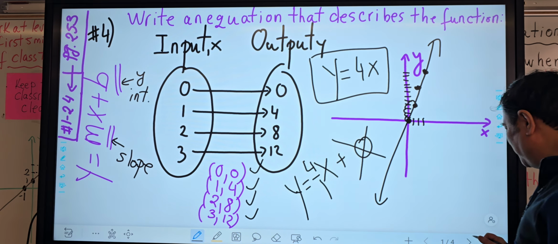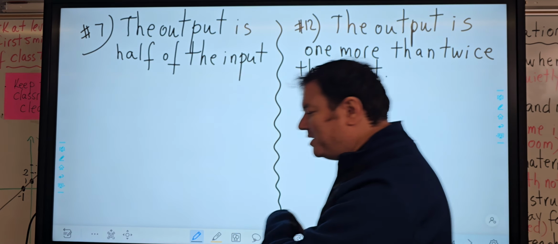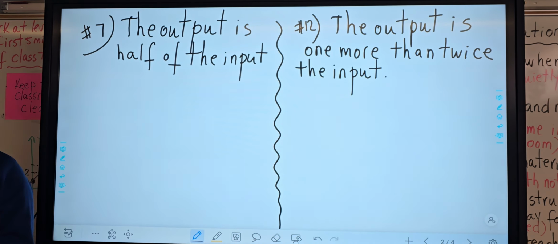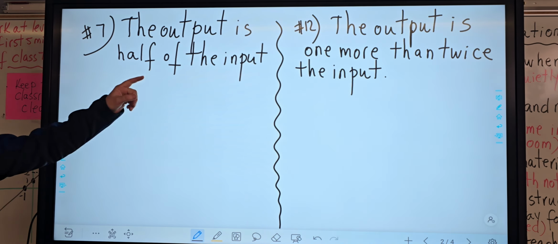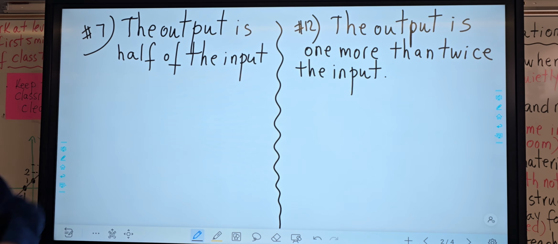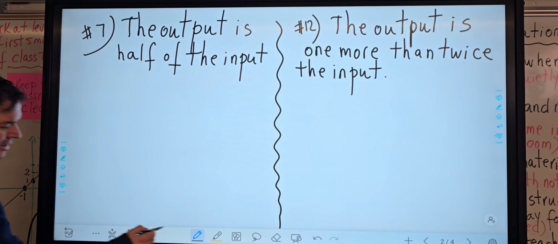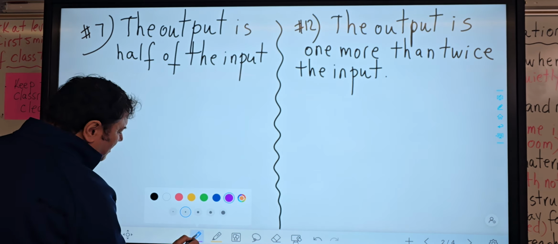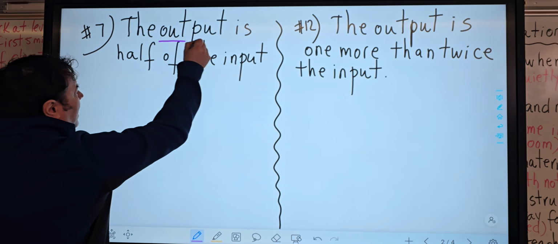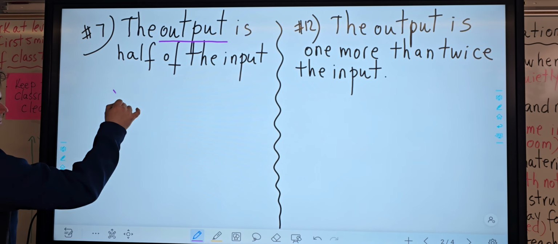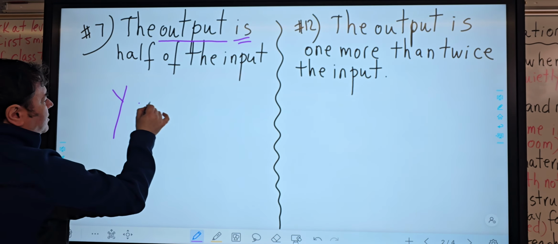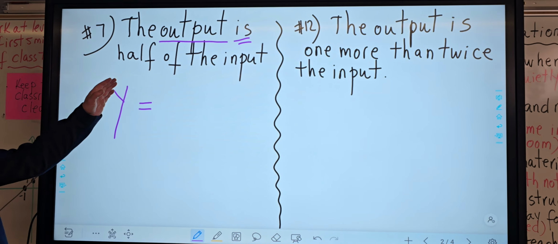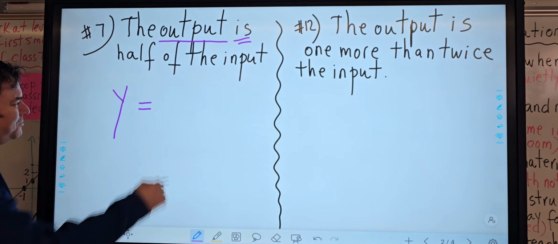Okay, let's continue to these examples here. We did some in class today, and then let's continue with these ones here. So we have the output is half of the input. Remember, yesterday we talked about output means y. So the output in math means equals. Half means 1 over 2.